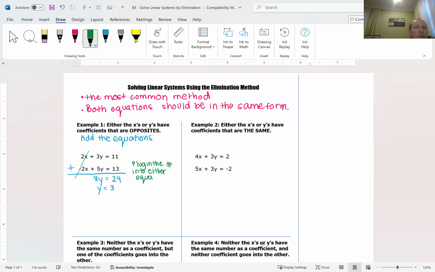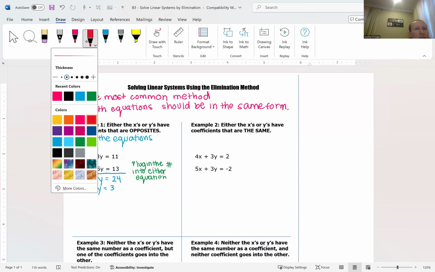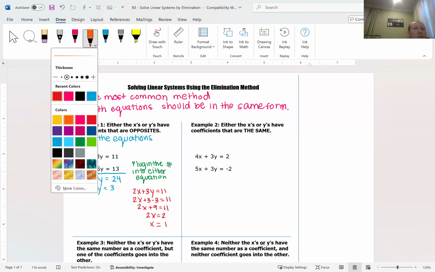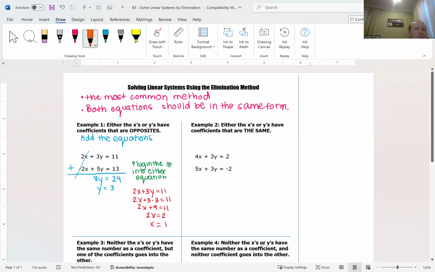It will not matter which one. I tend to look at what has smaller numbers or what has less negatives, but it really doesn't matter. So I'm going to use the first one: 2x plus 3y equals 11. We just solved and said that y equals 3, so we plug in y is 3. That's 2x plus 9 equals 11. Subtract the 9 from both sides: 2x equals 2. Divide by the 2, x equals 1. So our final answer, remember x comma y in ordered pair form, will be 1 comma 3.